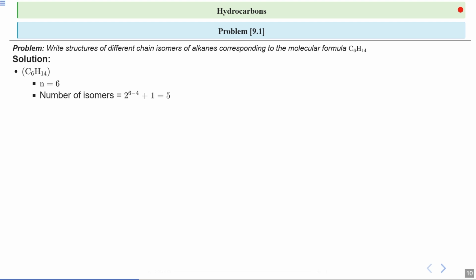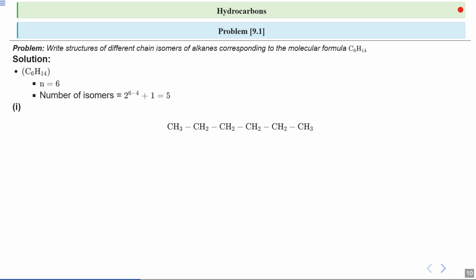Here we learn that the number of isomers for this molecular formula is calculated by 2 raised to the power 6 minus 4 plus 1, which will be equal to 5. So this gives us the total number of different structural arrangements possible for this alkane. Remember, here n is lying between the 4 and 7 values. So we will use the first formula.